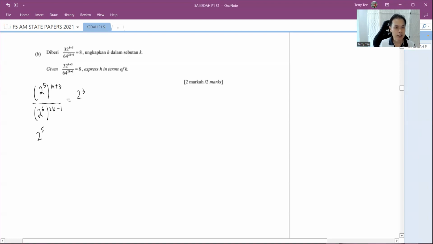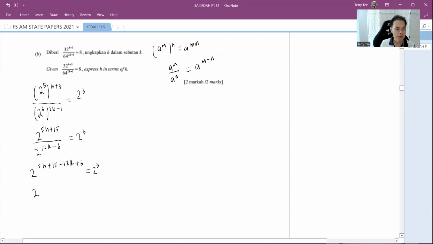2 power 5h plus 15 divided by 2 power 12k minus 6, right? So the result, again, is 2 power 3. So let's just subtract this, okay? So when you divide, remember in indices, a power n to the power m is a power m times n, and a power m divided by a power n is a power m minus n. So when you subtract, you have 5h plus 15 minus 12k. The minus 6 is going to give us plus 6. So the result is 2 power 3.